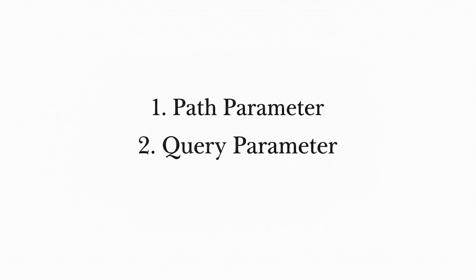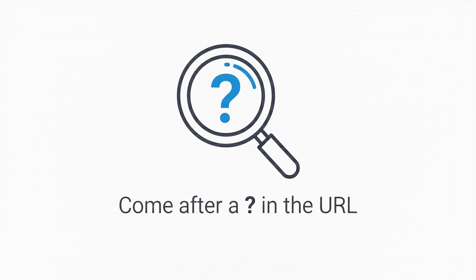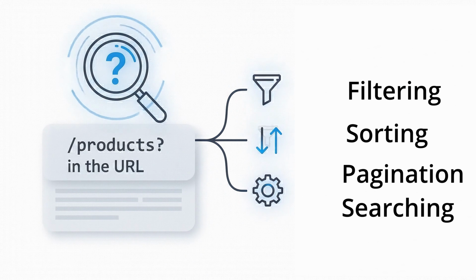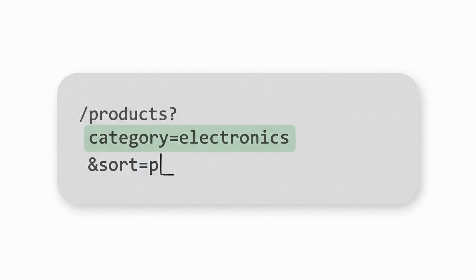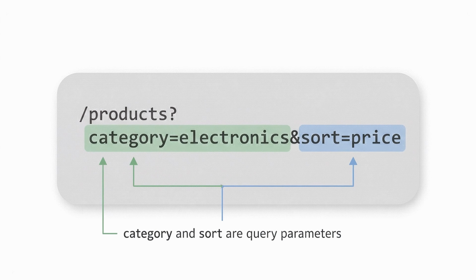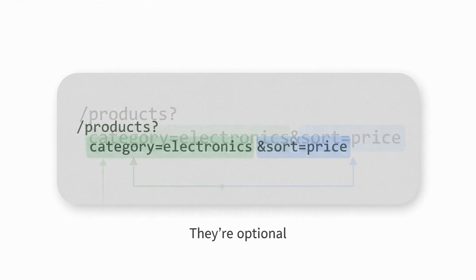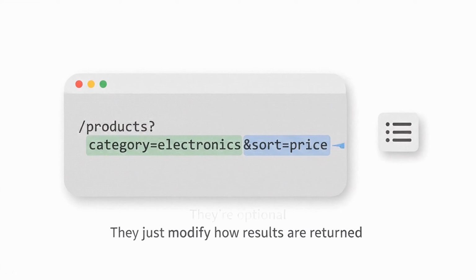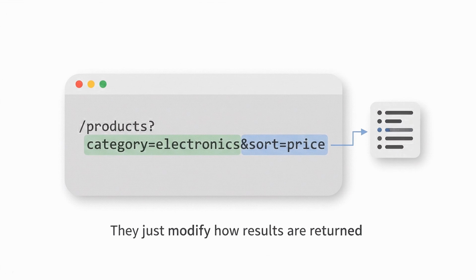Query parameters come after a question mark in the URL and are mainly used for filtering, sorting or optional settings. For example, /product?category=electronics. Here category is the query parameter. They are optional and they don't identify a specific resource. They just modify how the result should be returned.